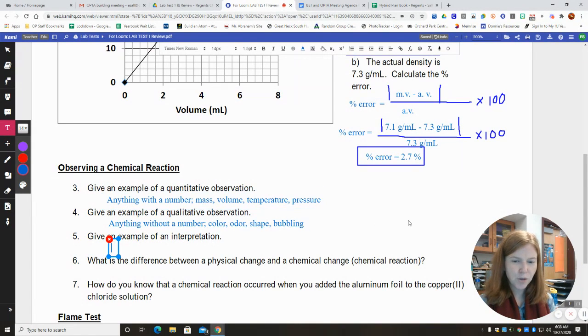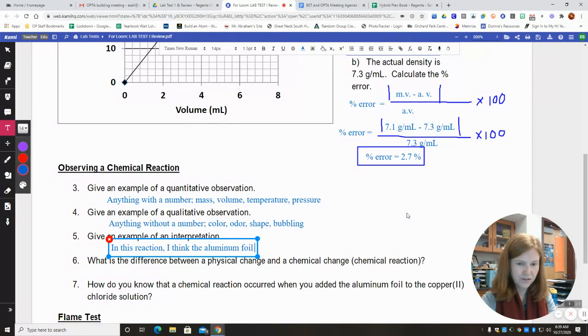Give an example of an interpretation. So you need to know the difference between an interpretation and an observation. So if you are not remembering that, maybe go back and read the background to this lab, observing a chemical reaction. So an example of an interpretation would be, in this reaction, comma, I think the aluminum foil rusted. Do I know that it rusted? No, because in fact it didn't. It underwent what's known as a single replacement reaction. But an example of an interpretation is anytime you can start the sentence with, I think that.